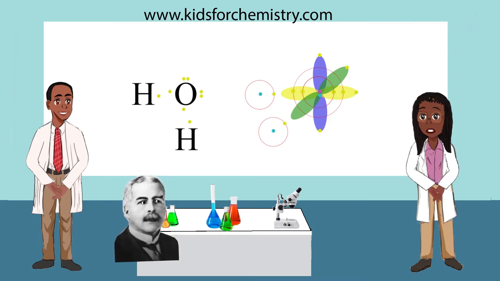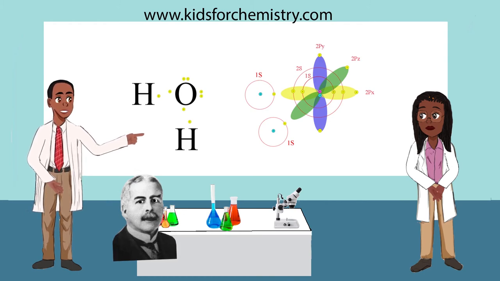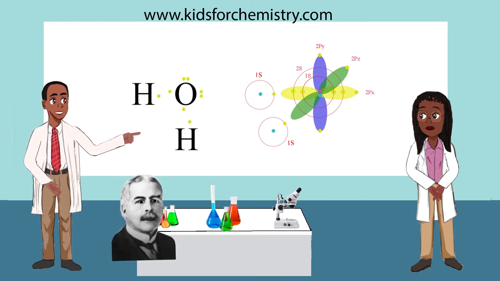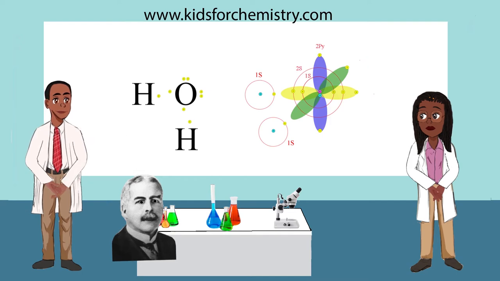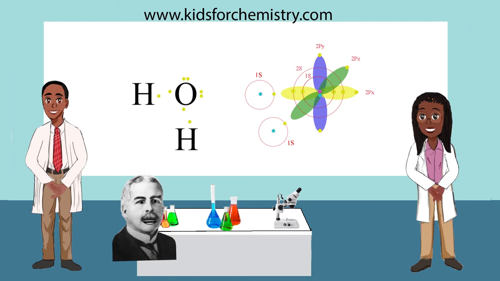You can see that the hydrogen atom has the 1s orbital with one electron. And you can see that the oxygen atom has the 1s orbital with two electrons, the 2s orbital with two electrons, the 2py orbital with two electrons, and the 2pz and 2px orbitals with one electron each. Wow, that is a lot of information. And you can see where the lonely electrons are going to bond.